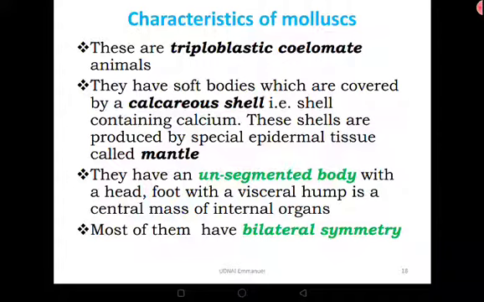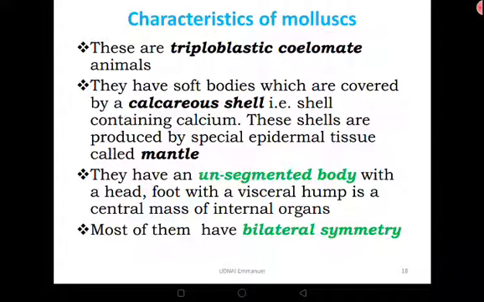You have seen one in the snail shell. Under that shell there is an epidermal tissue called the mantle from which the shell develops, and that shell keeps on growing as the organism also grows. Great. They have unsegmented bodies. They don't have segments in their bodies, but their head is distinguishable. You can easily tell the head from the rest of the body. Then they have a foot.